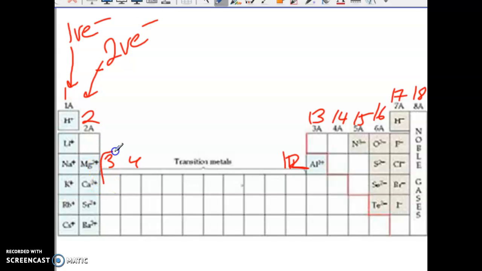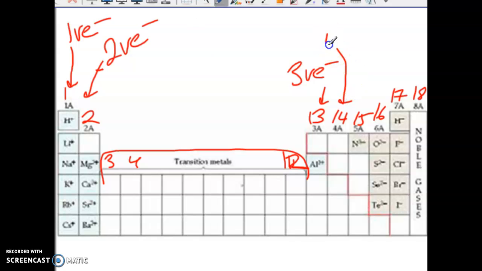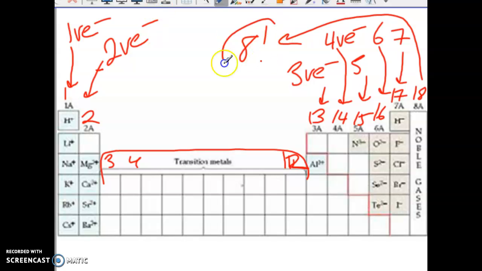Okay, but now we're going to skip over a few. So these transition metals, this center block, does not follow the pattern that I'm teaching you here. So basically we're going to go 1, 2, and we're going to skip over a few and go to 13. Okay, now if you look at the last number in the column number, so 13, that will help you here. So group 13 has 3 valence electrons. Group 14 has 4 valence electrons. Group 15 has 5 valence electrons. Group 16 has 6. Group 17 has 7. And group 18, which is our noble gases, have 8, which is full.